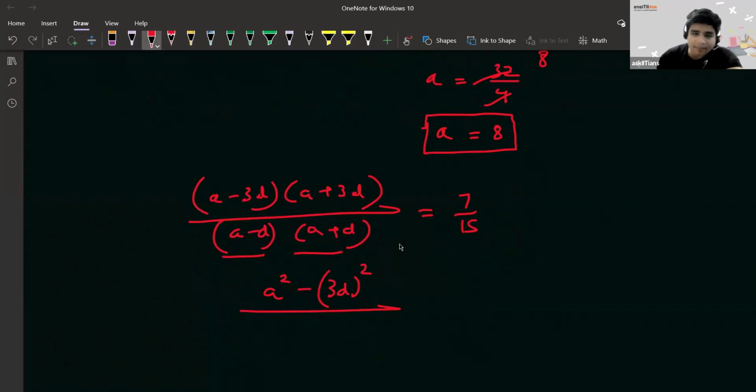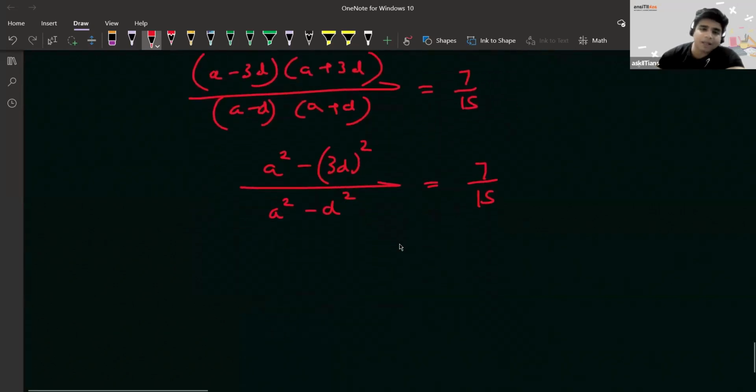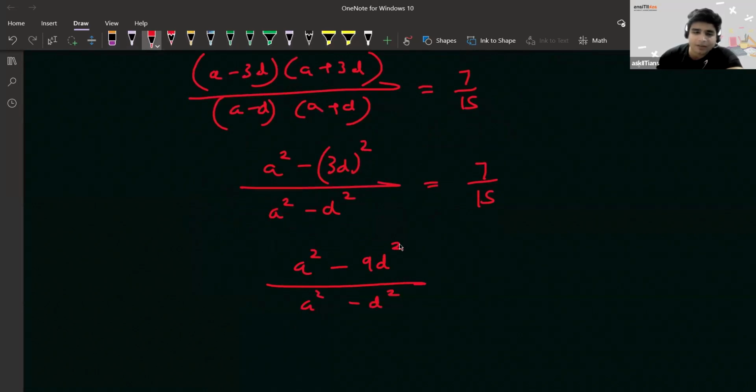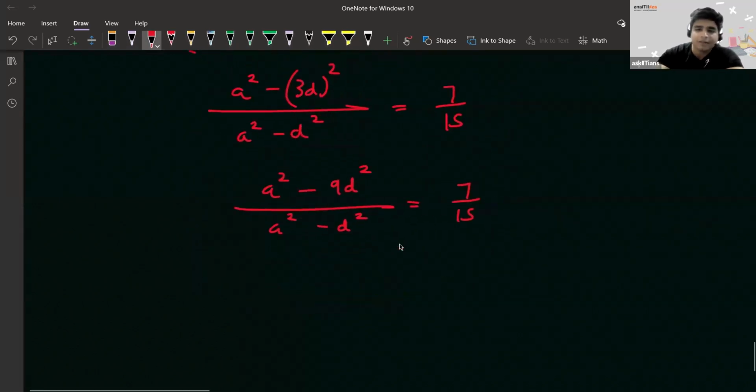This is (A minus D) (A plus D). That is A square minus D square, which is equal to 7 by 15, everyone. So that is going to become A square minus 9D square. Okay, everyone, on the other side we will have A square minus D square, which is equal to 7 by 15, right?